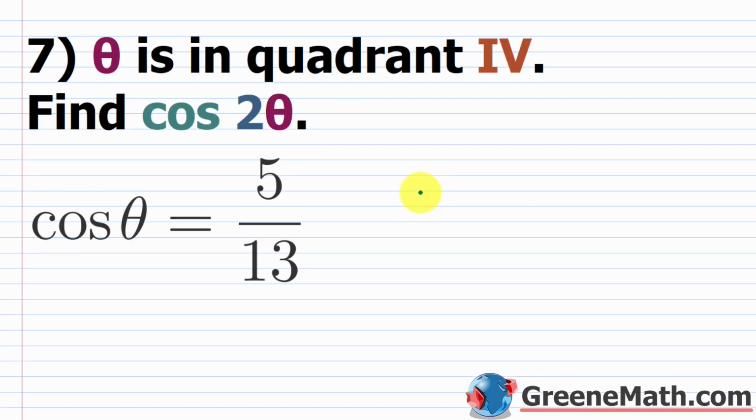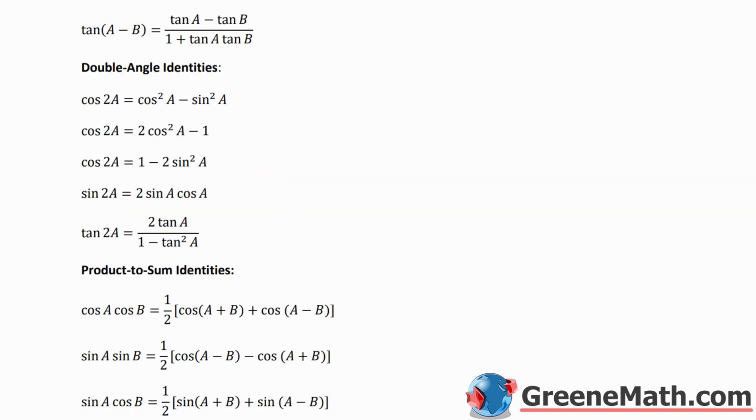All right, let's take a look at problem 7. So now we're told that theta is in quadrant 4, and we want to find the cosine of 2 theta. So here we're given the cosine of theta, and this is 5 over 13. So going back to the handout, I would pick this one right here where it says cosine of 2a is equal to 2 times cosine squared a minus 1.